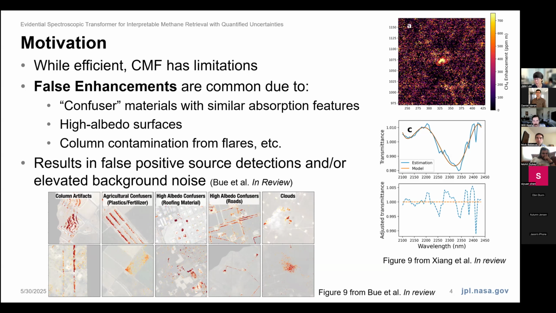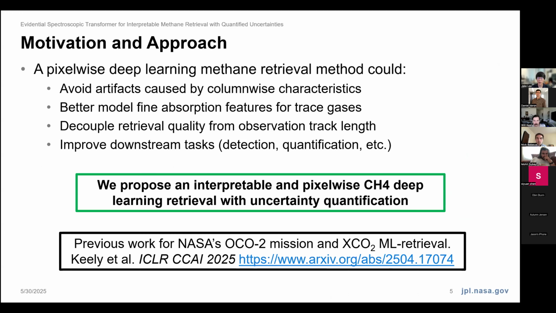But in summary, there's a lot more of these observing platforms going up to detect these greenhouse gas emissions. But the current state-of-the-art algorithm we have right now has a few points where it could be improved. So to help alleviate some of these issues and to complement this current state-of-the-art CMF method, we're hoping that a pixelized deep learning retrieval could accomplish a few different things.